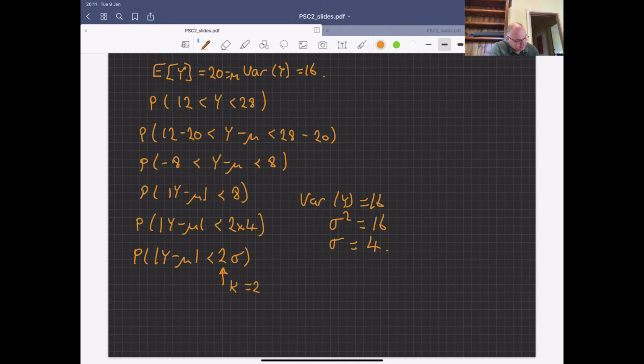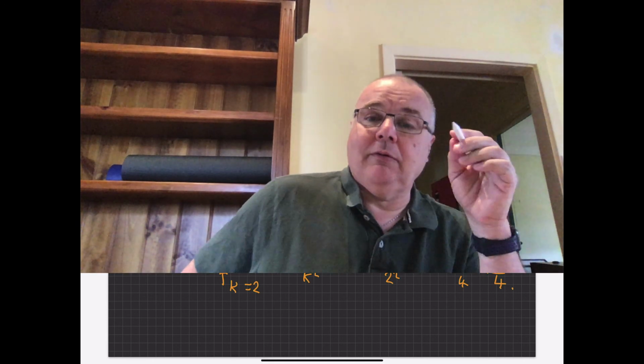So we know that this thing here must be greater than or equal to 1 minus 1 over k squared, which is 1 minus 1 over 2 squared, which equals 1 minus a quarter, which equals 3/4. So I know for this particular thing, the probability that y lies between 12 and 28 exclusively is greater than 3/4. Simple as that. Okay, so there's our bounding probabilities.